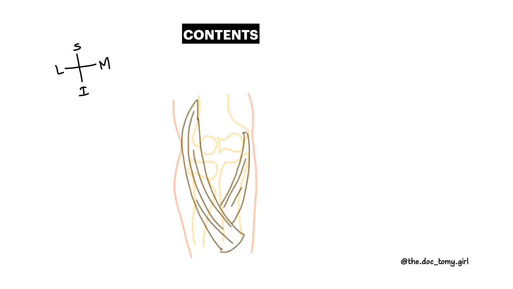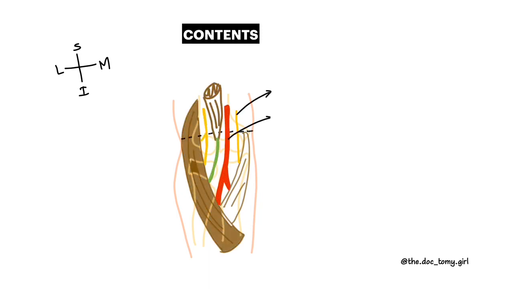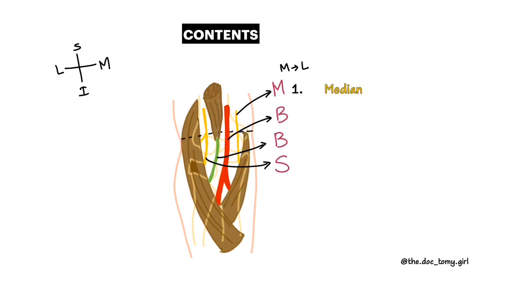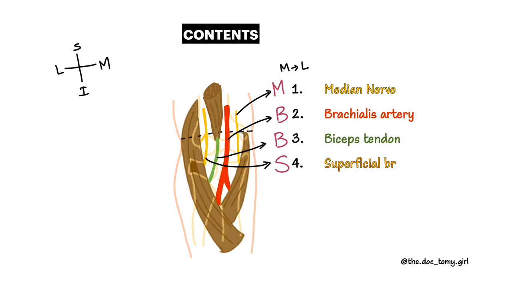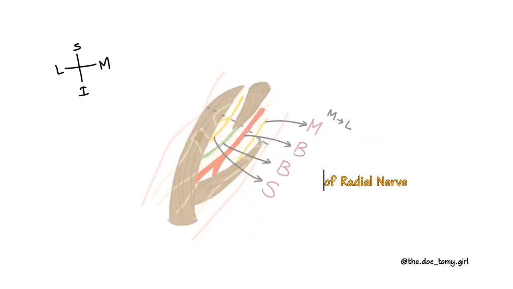Next, about the contents of the cubital fossa. From medially to laterally, there is a mnemonic to remember the contents in an easy way, that is MBBS. Yes, you heard it right, from medial to lateral, MBBS. Here M stands for median nerve, B for brachial artery, the next B is for biceps tendon, and S stands for superficial branch of radial nerve. So that's about the mnemonic MBBS.